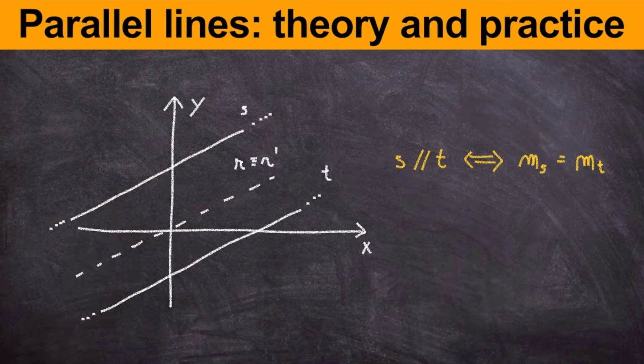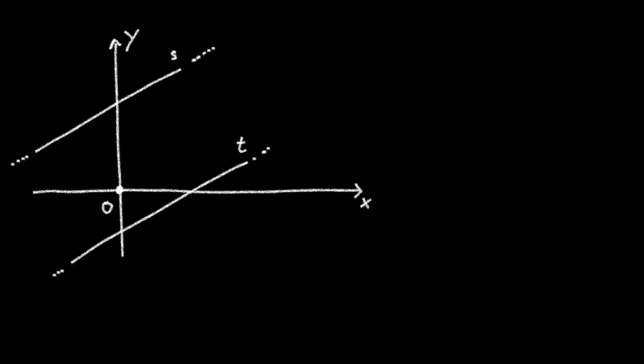Let's get started. Let's consider two lines S and T in the x-y plane, which are not perpendicular to the x-axis. Their equations are respectively y equals mx plus q and y equals m1x plus q1.